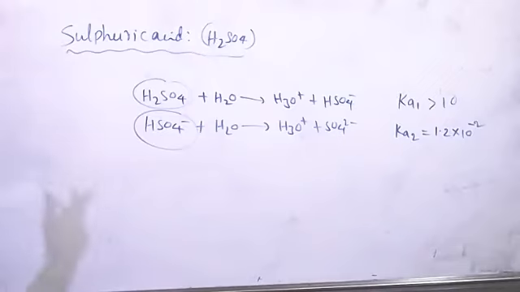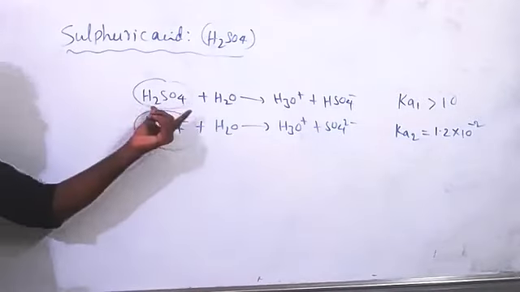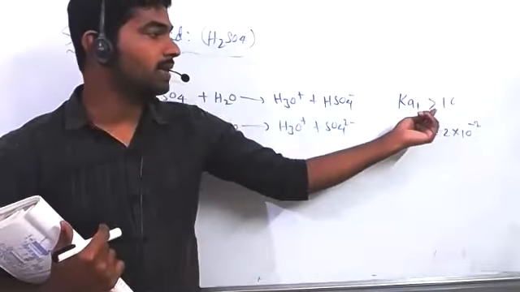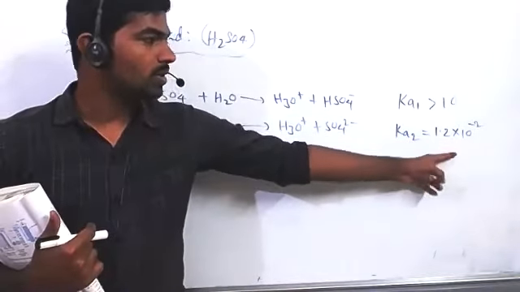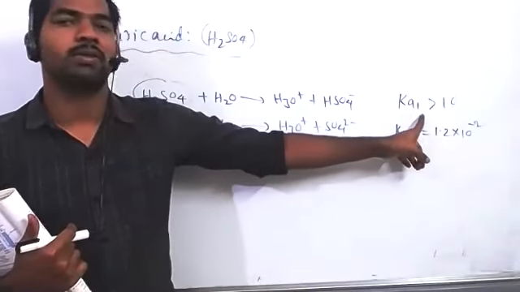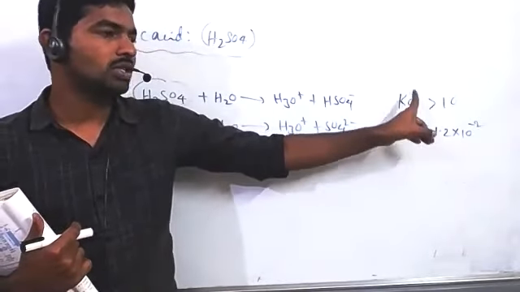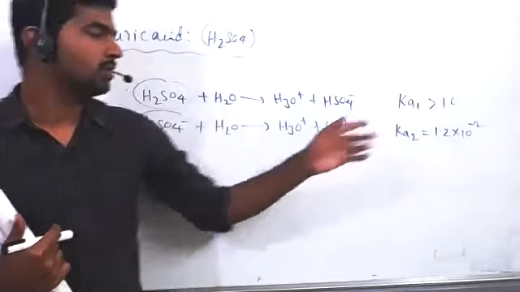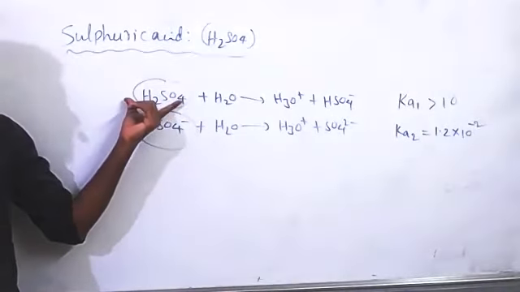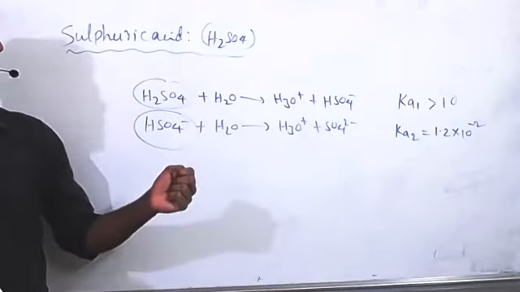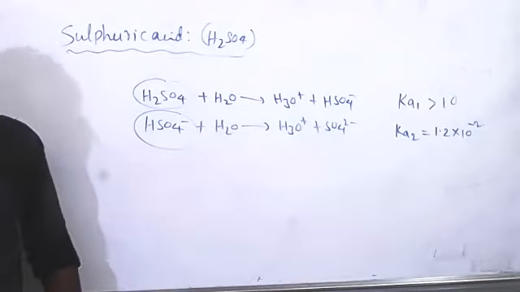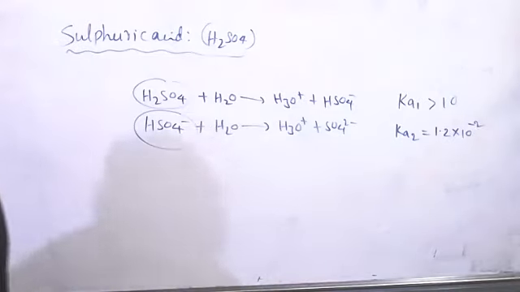So you can see the Ka1 and Ka2 values, the acid dissociation constants. The H2SO4 acid dissociation constant is greater than 10. The HSO4 minus acid dissociation constant is 1.2 into 10 power minus 2. This is a lower value. This is a bigger value. So the higher the acid dissociation constant, the higher the acidic strength. So H2SO4 has higher acidic strength. It means in the case of H2SO4, donation of one H plus ion is very easy, and donation of the second H plus ion is somewhat difficult. However, it can donate both H plus ions.